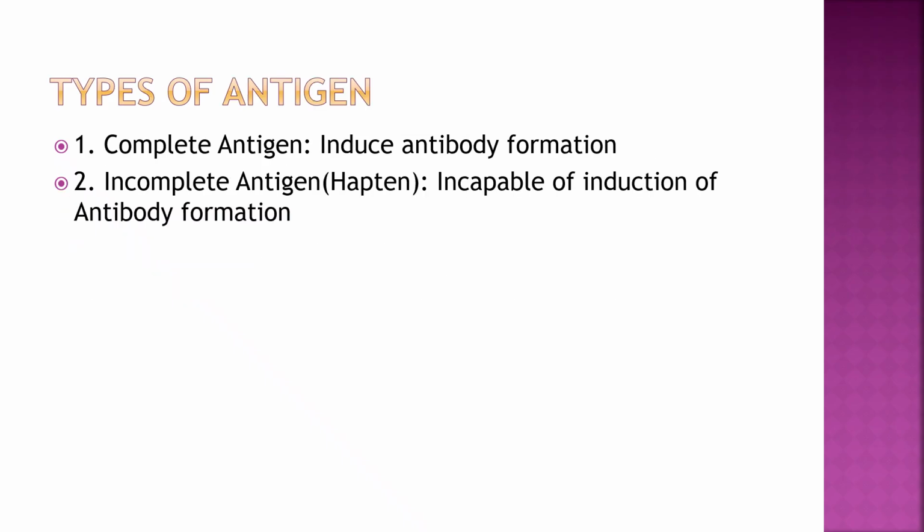Types of antigen. So there are two types, complete antigen and incomplete antigen. When it induces antibody formation, it is called as complete antigen. And incomplete antigen is also called as hapten. So it is incapable of induction of antibody formation.